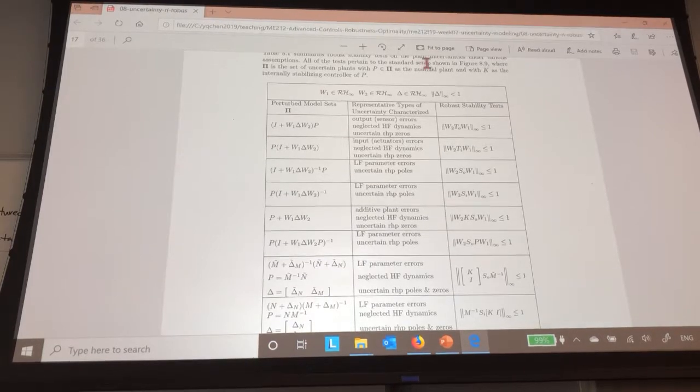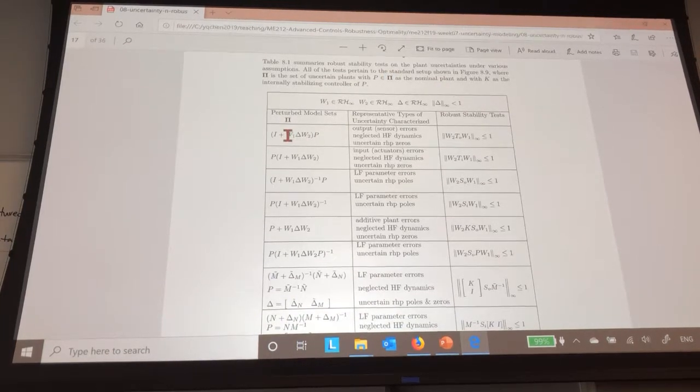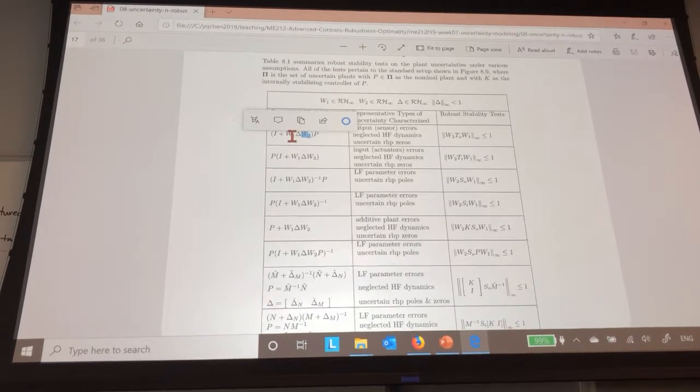So basically, this is my mouse. You have a Pi. The Pi here is your set of all plants with nominal plant as P, and the others are uncertainties. The uncertainties are described in a multiplicative way, and this one in an additive way. So you have weighting filters W1, W2.